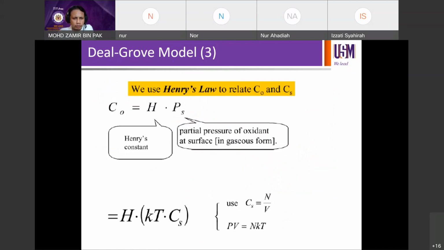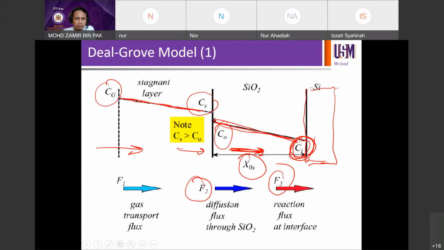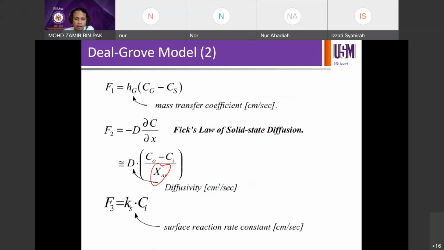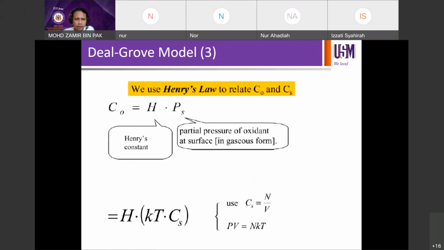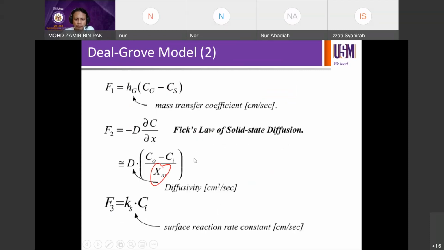C naught is equal to H times PS. C naught is given just now, right? C naught is the concentration at the peak, at the surface of the silicon dioxide, equal to H times PS. H is the Henry's constant. This is called Henry's law. So H therefore is Henry's constant. Then PS is the partial pressure of the oxidant at the surface of the silicon dioxide. Okay, take about the interface.